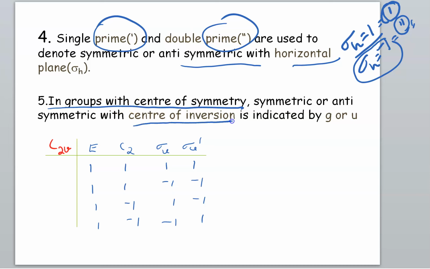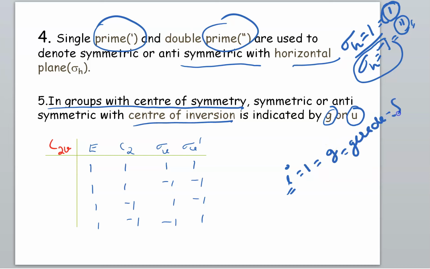That is, if I is present, that is, the molecule is a centrosymmetric molecule, then there will be an inversion center I. If the character of I is equal to 1, then we are using G. G actually means gerade, that means symmetric. If the character of I is equal to minus 1, then it is anti-symmetric, therefore we are using the letter U. U means ungerade, that is anti-symmetric.